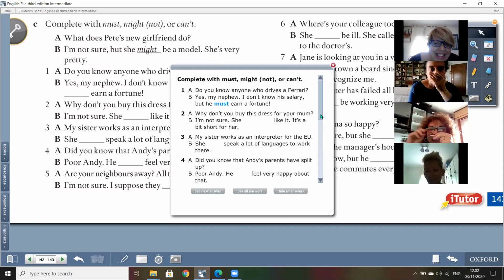Why don't you buy this dress for your mom? I'm not sure. She might not. It's a bit short for her. It's a bit short for her.